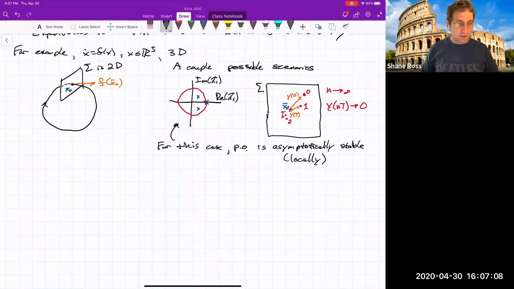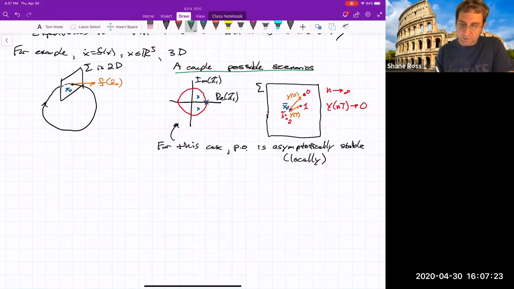All right, so you could have this case. If you want an example, this is the kind of thing that would happen in a mechanical system where you've included damping. So that was one possible scenario. So here's scenario 1. Here's a second scenario.